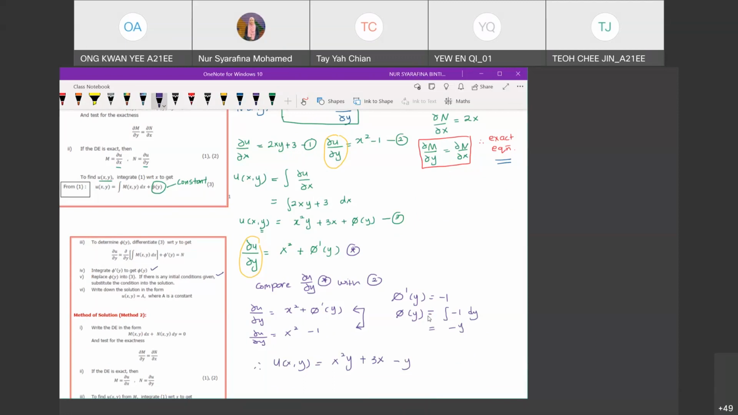Write down the solution in the form of uxy equals to a. So uxy equals to a, meaning that x squared y plus 3x minus y equals to a. So all constants that we have obtained in the calculation, we accumulate into this a. So this is the solution of an exact equation by using method number 1. Okay. Understand or not?